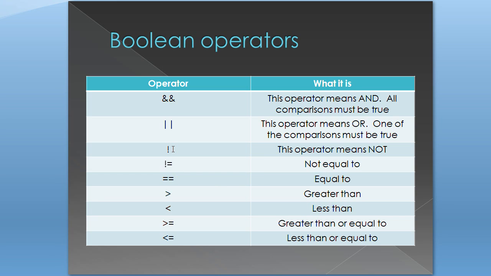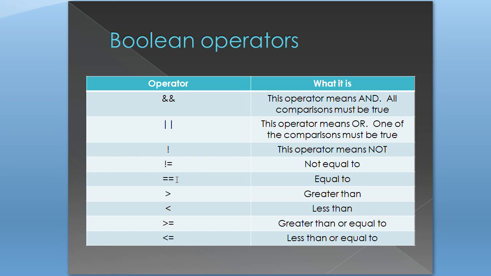The exclamation point means not, so you can do not Boolean expression, and if the Boolean expression is true, the not will make it false. If the Boolean expression is false, the not will make it true. Not equals is quite similar. You can have Boolean expression 1 does not equal Boolean expression 2. Or you can have x is not equal to y. That'll work too.